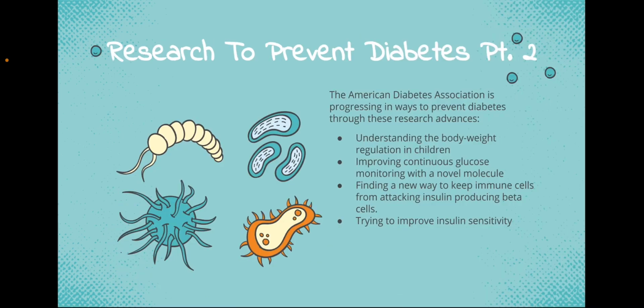Part 2 of researching to prevent diabetes. The American Diabetes Association is progressing in ways to prevent diabetes through these research advances. They are understanding body weight regulation in children. They are improving continuous glucose monitoring with a novel molecule. They're finding new ways to keep immune cells from attacking insulin-producing beta cells, and they're trying to improve insulin sensitivity.